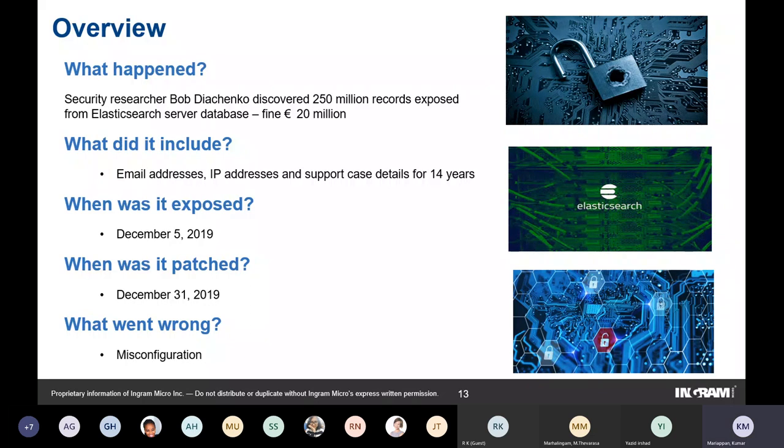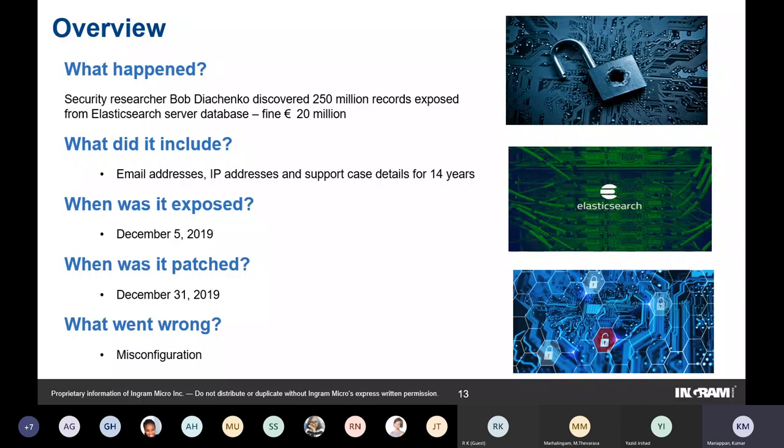And look at the timeline. It was exposed in 2018, and we were still thinking that 2019 was not a bad year for security incidents, right? And it was patched on December 31, 2019, and it was as simple as misconfiguration. So this is one of the human errors we would like to highlight.